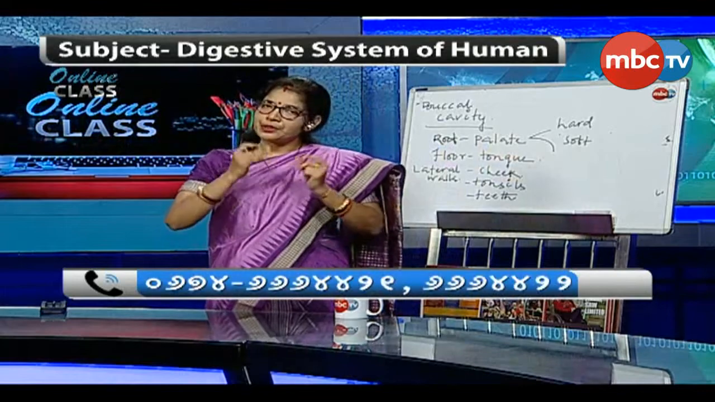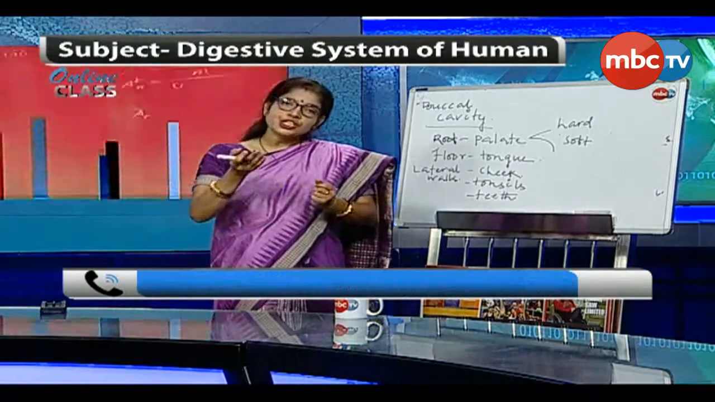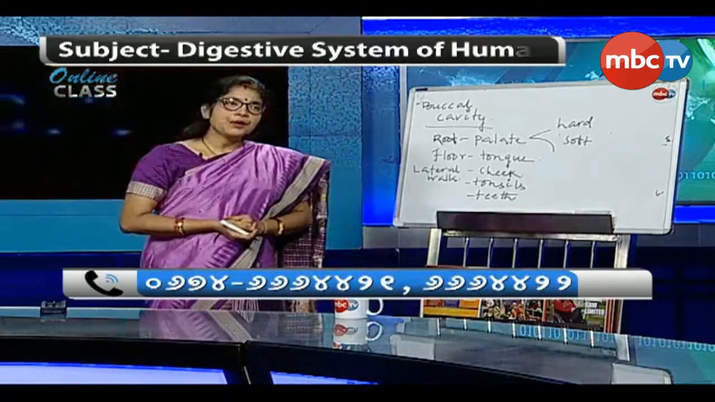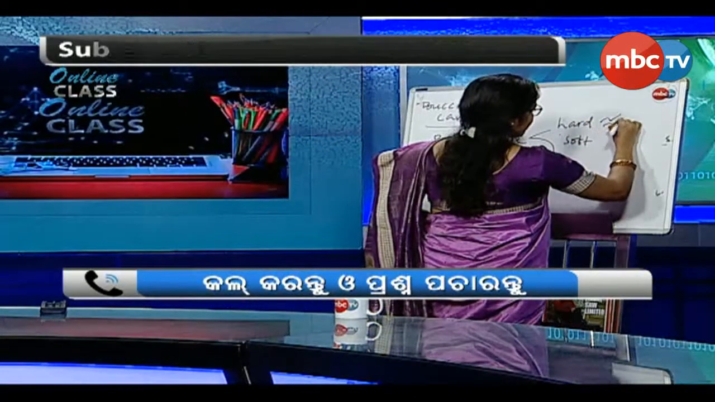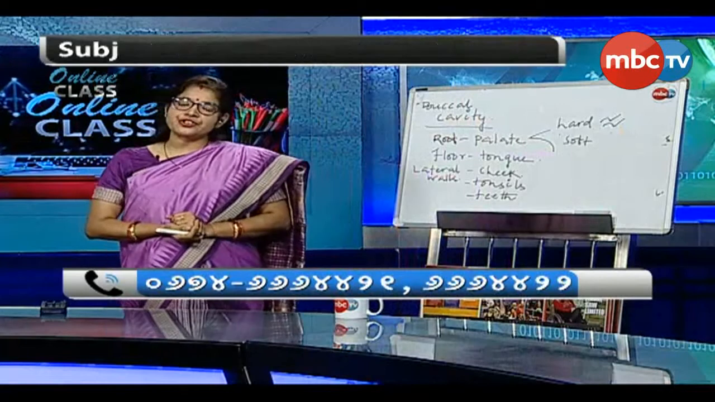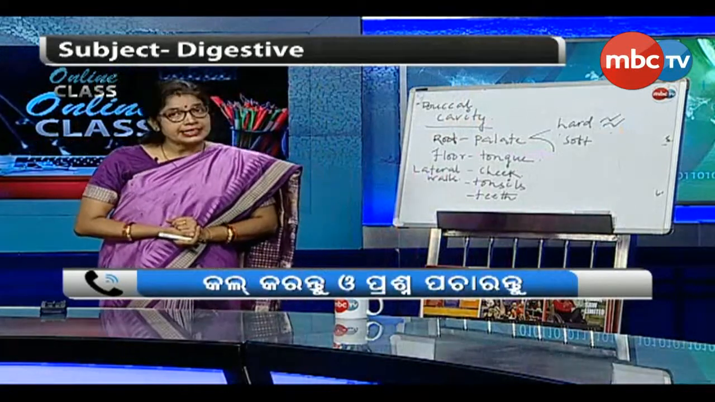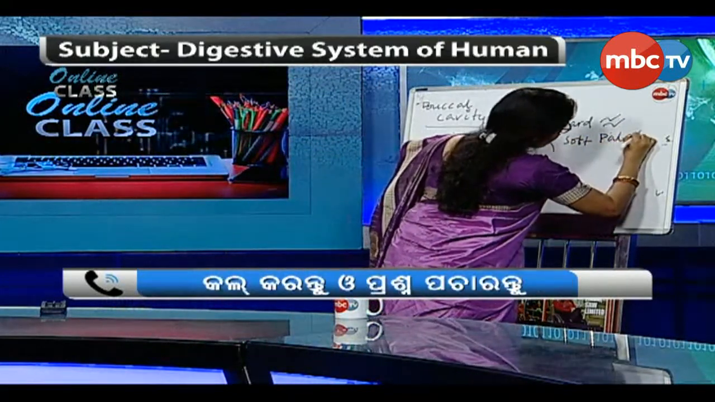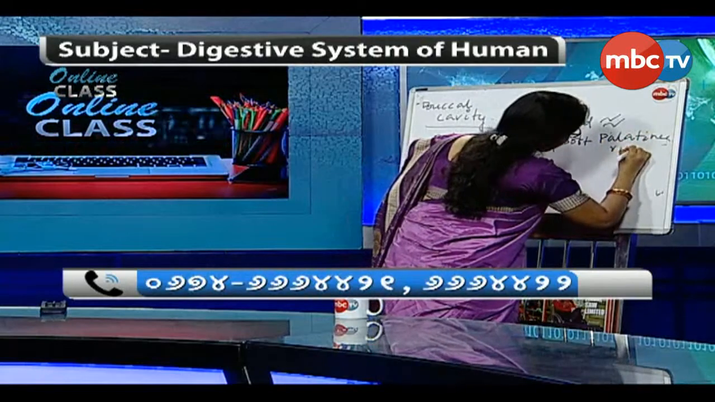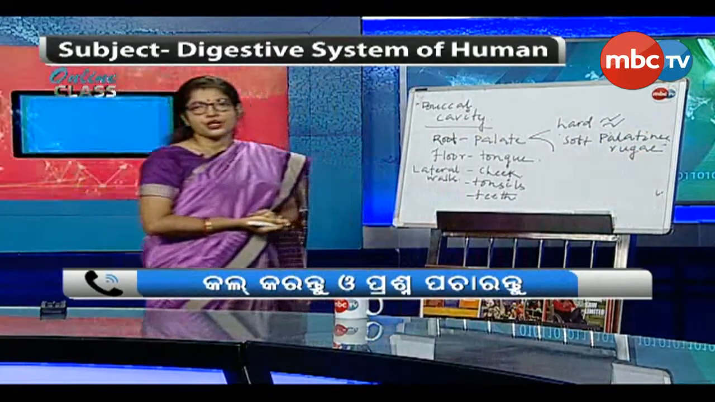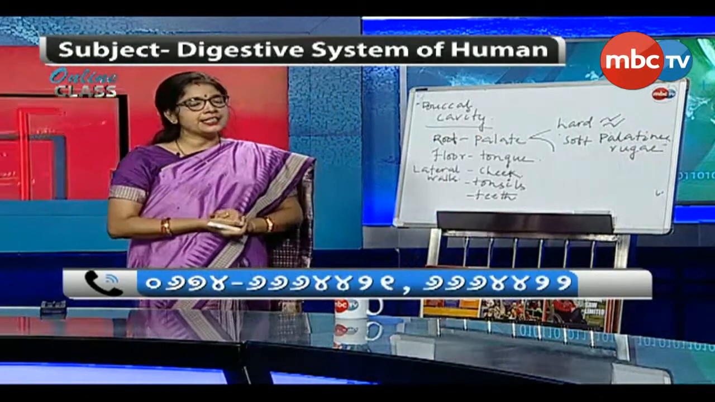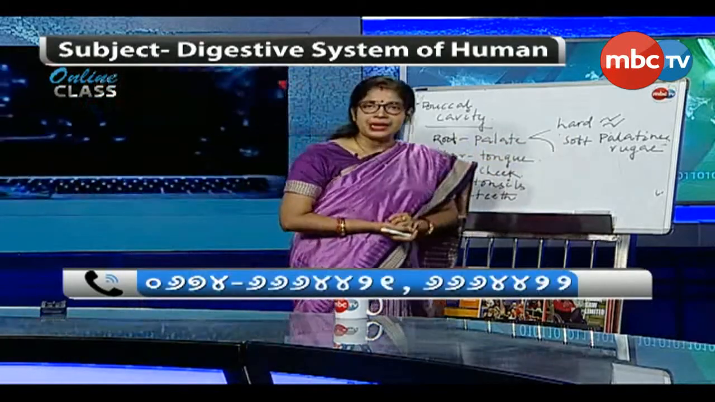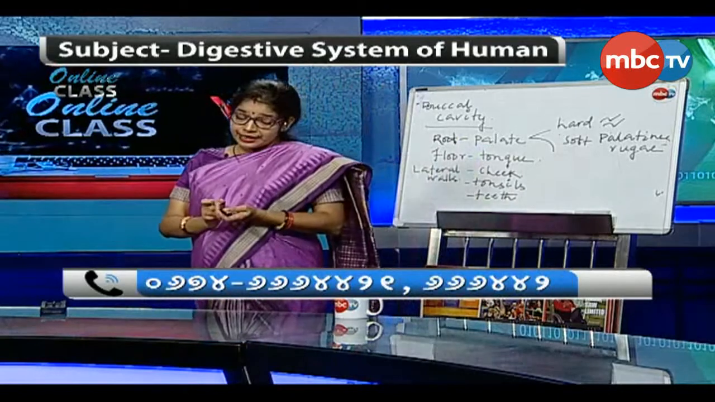The anterior part of the palate, that is the hard palate, just behind the teeth, if we rotate our tongue, we can see a number of folded, wavy structures present just behind the teeth, and those structures are known as palatine rugae. So, palatine rugae are the folded structures present just behind the teeth, and they are a part of the hard palate.